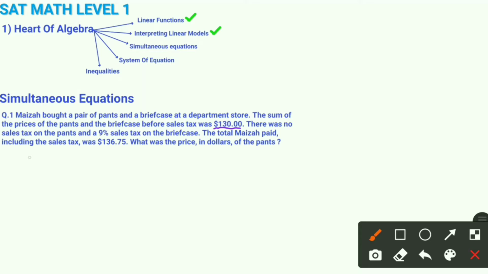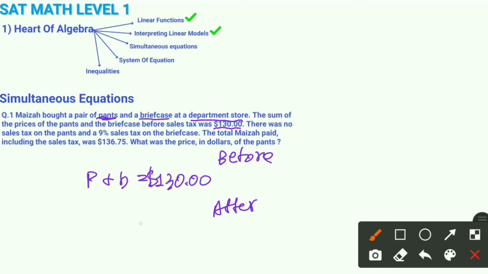Okay. Maisa bought a pair of pants and a briefcase at a department store. The sum of the price of the pants and briefcase before tax was $130. There was no sales tax on the pants and a 9% sales tax on the briefcase. The total Maisa paid, including the sales tax, was $136.75. Before sales tax, the sum was $130. After sales tax, it was $136.75.